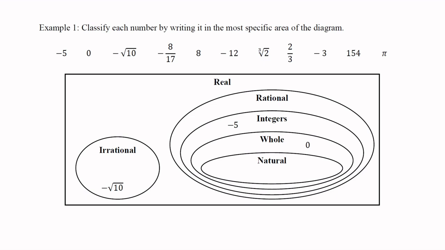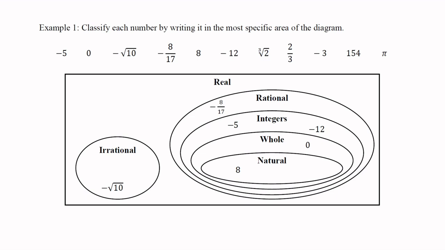-8/17. Well, that's obviously rational because it's a fraction, but it is not an integer because the denominator is not 1. So therefore, we're going to place that in our rational numbers. 8 is rational. It's an integer because the denominator can be 1. It is a whole number, and it is natural because it's not 0. -12 is rational. It's an integer, but it's not a whole number because it's negative.